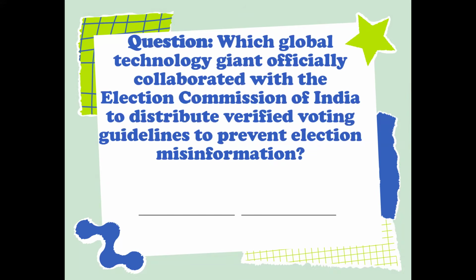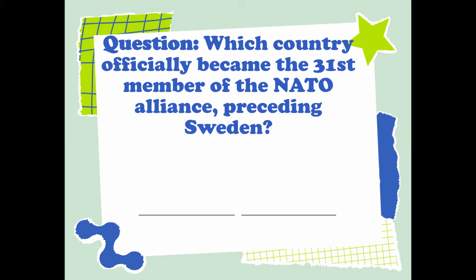Next, which global technology giant officially collaborated with the Election Commission of India to distribute verified voting guidelines to prevent election misinformation? The answer is Google. Okay. Next, which country officially became the 31st member of the NATO alliance, preceding Sweden? The answer is Finland.